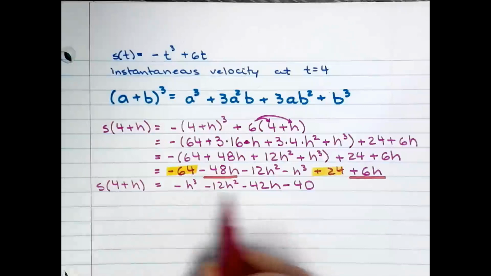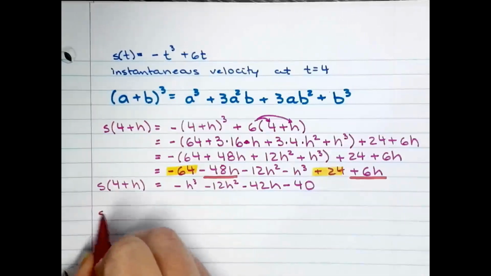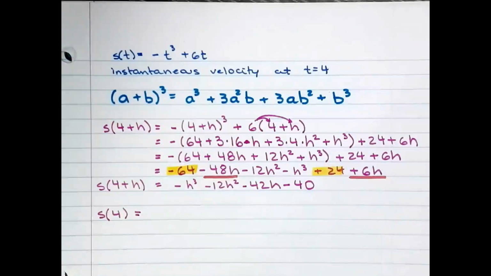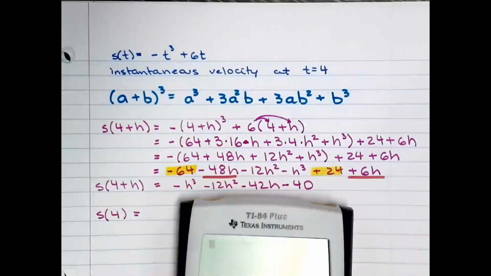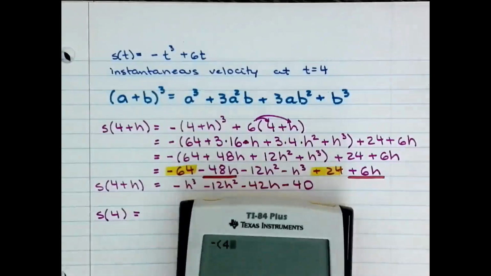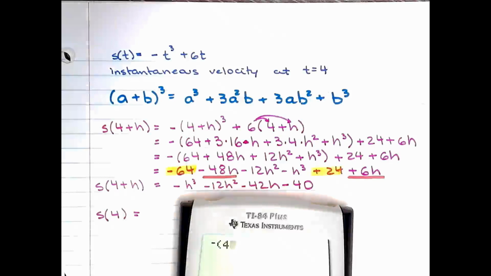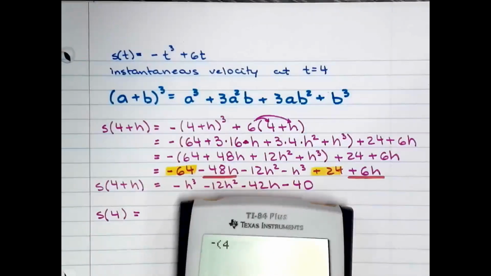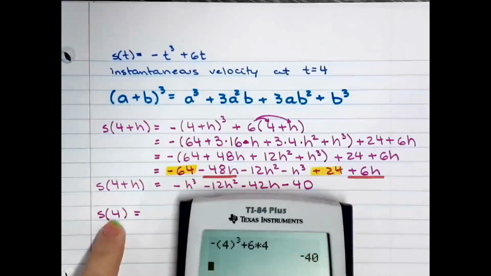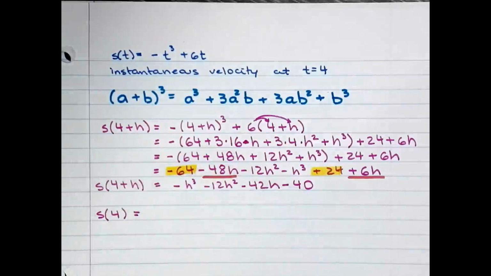Okay. And now I definitely need s of 4. This one is easy. I can just punch that in the calculator. So I have negative 40 right there. So what is y when x is 4? y is negative 40.